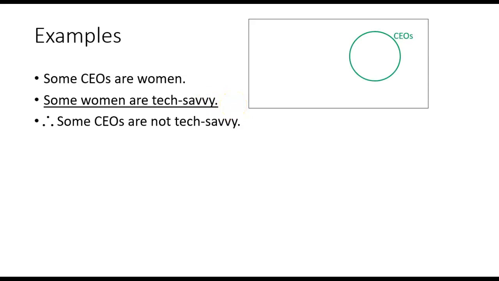So I draw my circles. Instead of calling them R, S, and T, I'm going to call them what they actually are. So there's my CEO circle. So imagine all CEOs in that circle, for example. And then women are there. So this shows the first premise, where some CEOs are women. The next part, some women are tech savvy. So I need my red circle and my next one that's blue to intersect, and an X in the middle. So some women are tech savvy. That shows between the red and the blue circles the second premise.